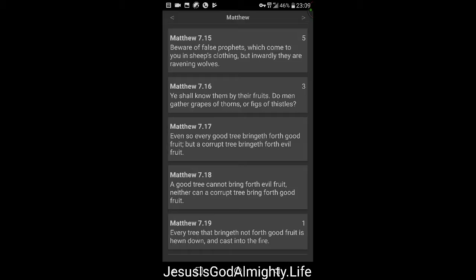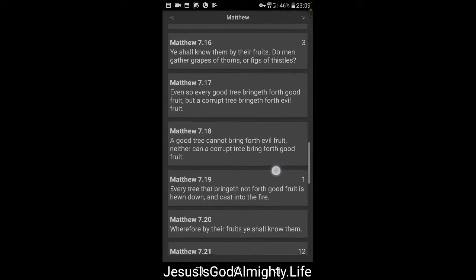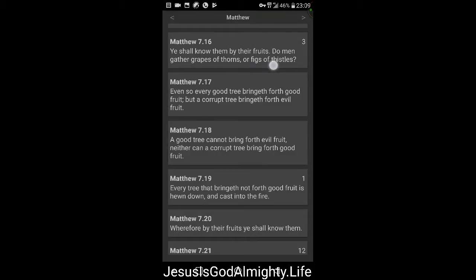So beware of false prophets which come to you in sheep's clothing. Apparently sheep's clothing means they look like Christians. They might actually proclaim themselves Christians. Oh yeah, do we have something? Oh, Roman Catholicism. Oh yeah. But inwardly they are ravening wolves. And how shall we know them? Ye shall know them by their fruits.